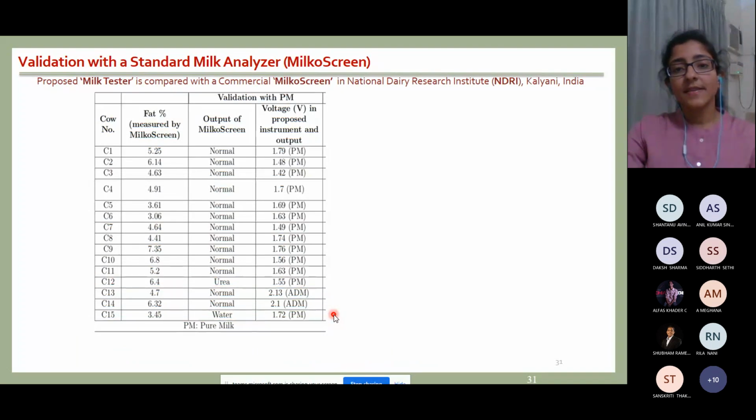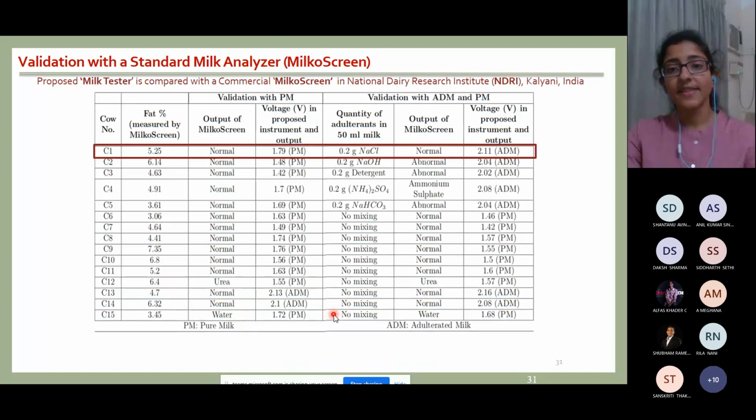And one more finding: you see the first sample, the sodium chloride adulterated milk. Sodium chloride is generally used to increase the density. If you add water to milk, your density will be affected. So if we add NaCl, normal table salt, to that milk, it will increase the density, and you cannot detect it with a lactometer or those things. Our instrument could detect the adulteration, but the output of the Milkoscreen was normal.